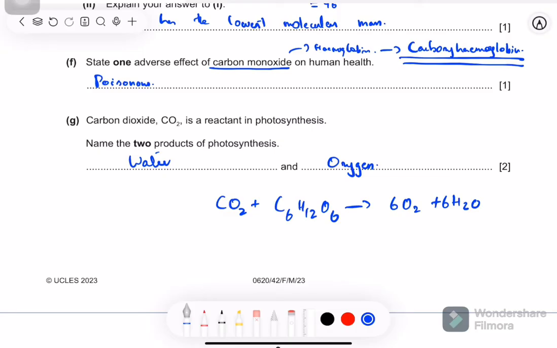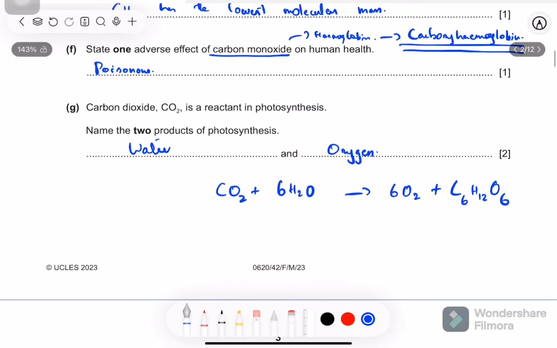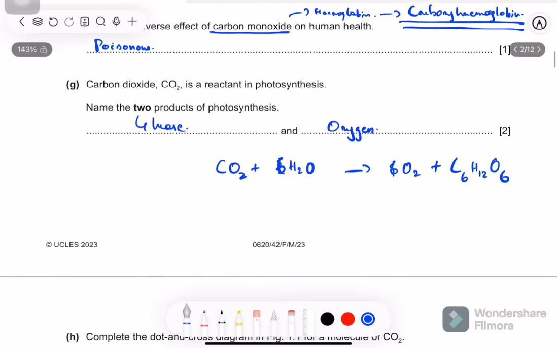Sorry. My mistake. It is 6H2O producing 6O2 plus C6H12O6. We don't even have to write the balanced version. We just have to remember the products over here. So what are the products? Glucose and oxygen. Really sorry.